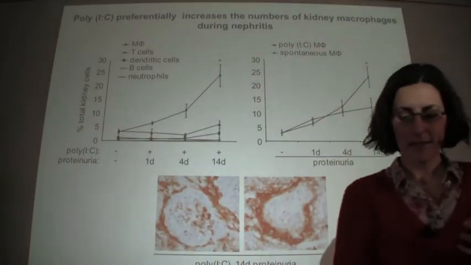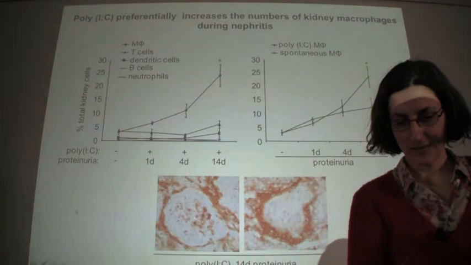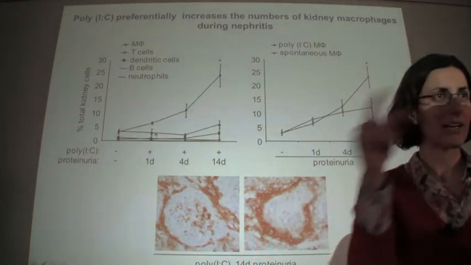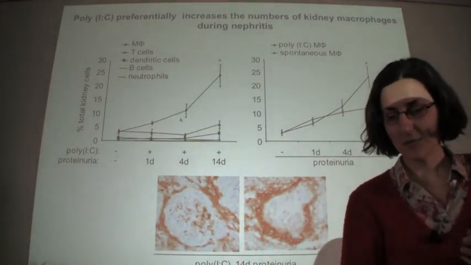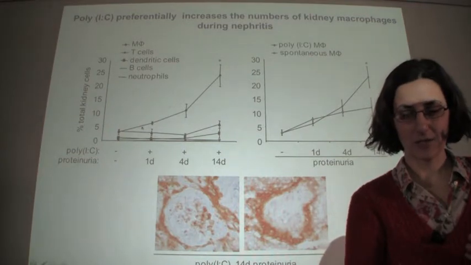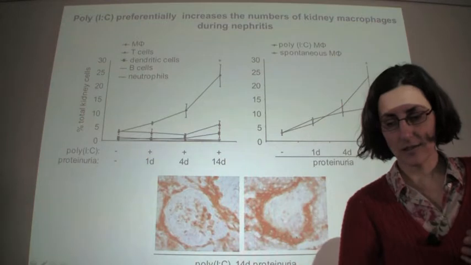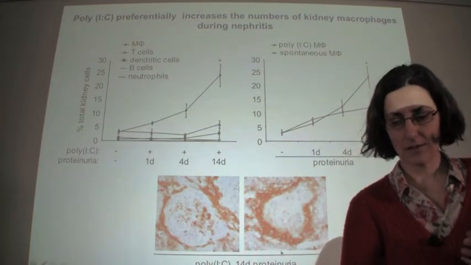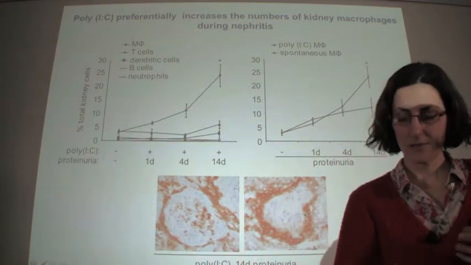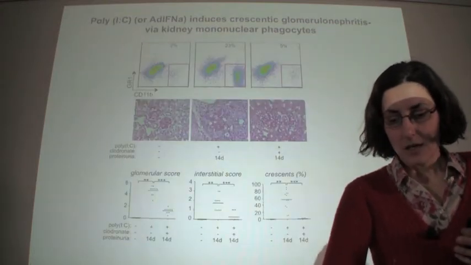So T cells are certainly there. I don't want to make people think that this is not a T cell mediated disease, and I'll show you later why. But macrophages proliferate like crazy when you give type 1 interferons. And that you can see here. So this is a glomerulus in the middle, and you have CD11b positive cells surrounding the glomerulus. And we have a stain for F4/80 later.